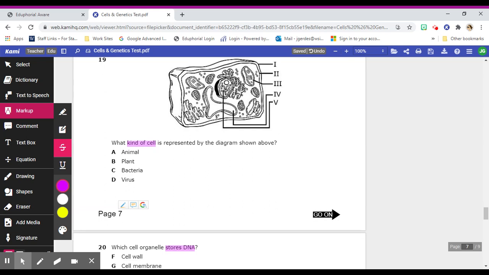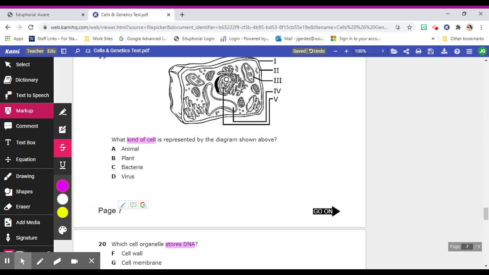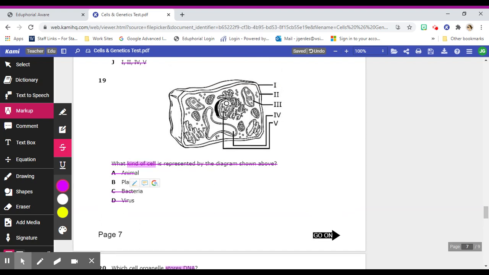Number 19, what kind of cell is represented? Again, I can tell this is a plant cell because it's a rectangle. So I know it's not an animal. I know it's not bacteria. I know it's not a virus. So the answer for 19 should have been B.